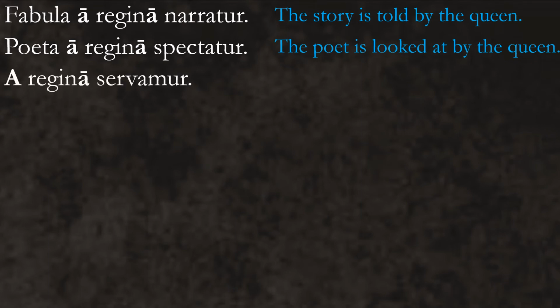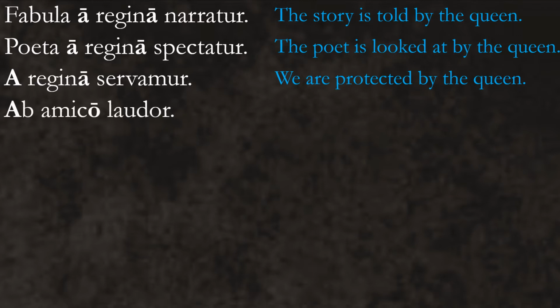A regina servamur. Well, for this one, you've got to remember what servo means, and if you don't, that's where you go to your glossary or to a dictionary. And it's got a mur at the ending. Mur refers to we. We are protected by the queen.